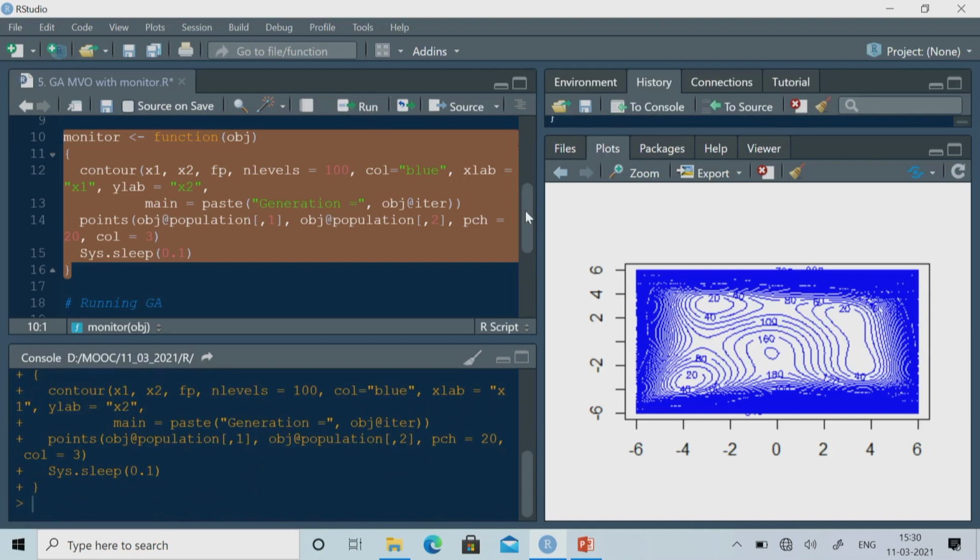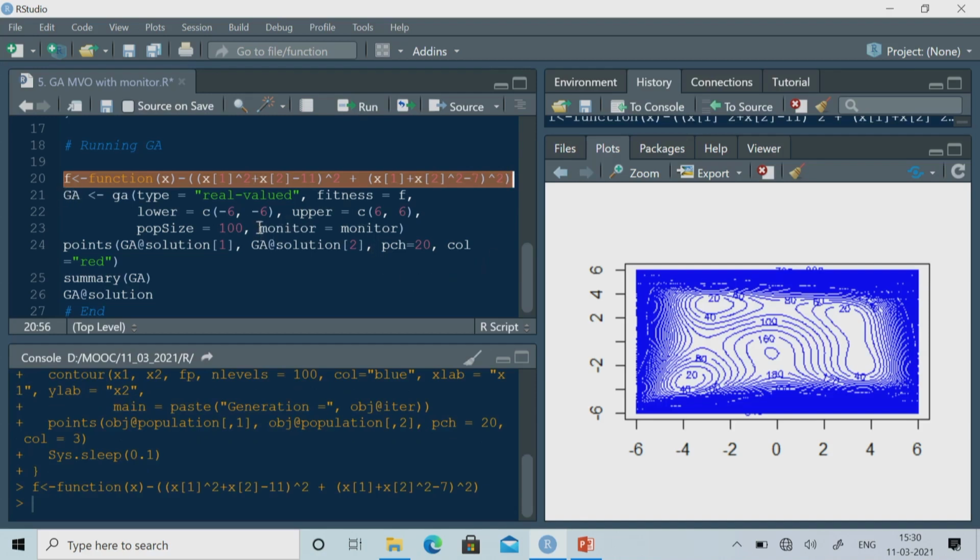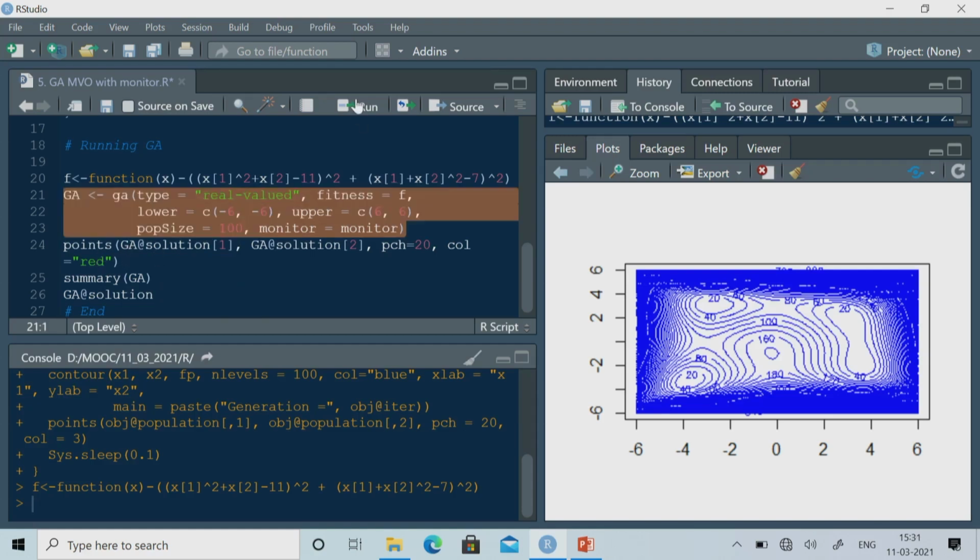So, this is the monitor function I have executed, and now I have written the function, the fitness value, and then I have used the GA. In this case, I am just using monitor equal to monitor, then other part is similar. Okay. So, you can see that it is a real valued fitness function f, then lower bound and upper bound I have defined, population size I am using 100, but you can change it, and now I am putting monitor. So, I would like to monitor the progress, okay, monitor the iteration.